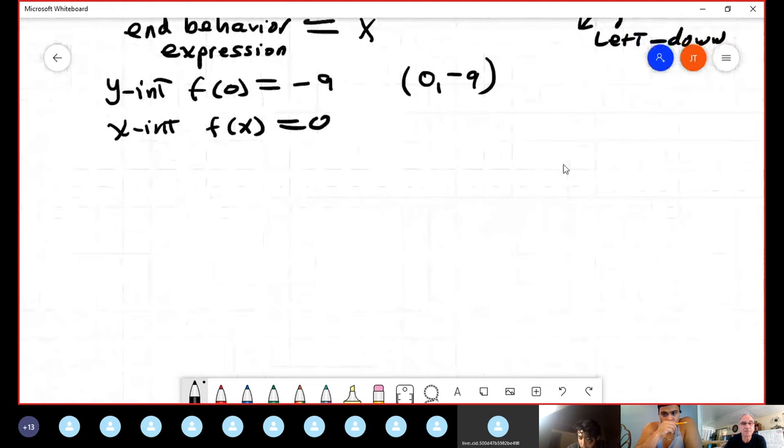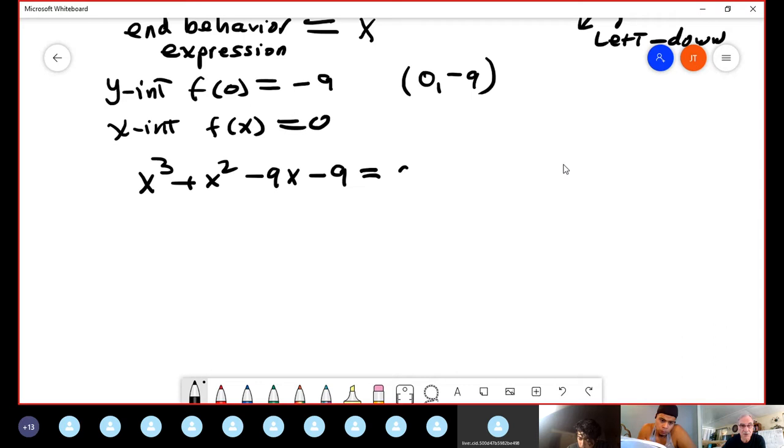Suppose the equation is x cubed plus x squared minus 9x minus 9 equals 0. You set y equal to zero, and you manipulate this expression algebraically in order to isolate x. You do this by factoring by grouping.